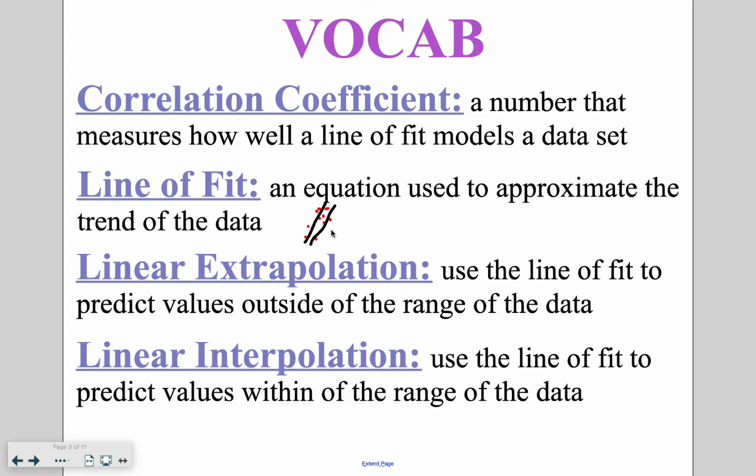Once we have our line of fit, we can do two things with it. We can do extrapolation, which is plugging in values outside of the data set to help us predict, or we can do interpolation, which is once again helping us predict, but that's within our range of data.